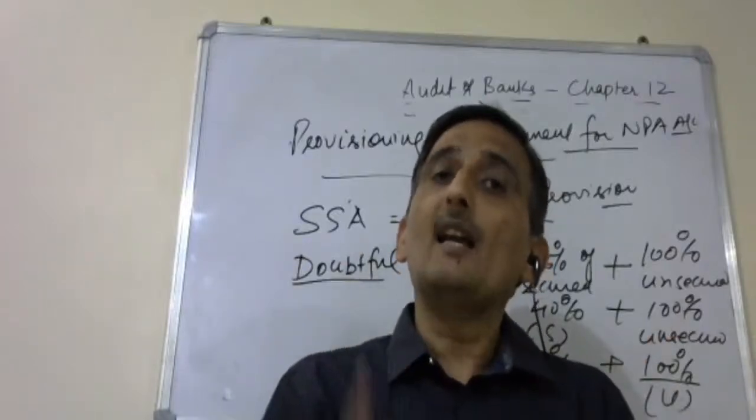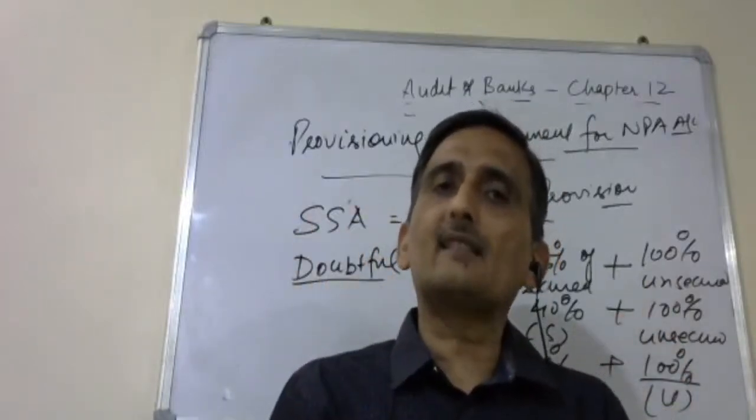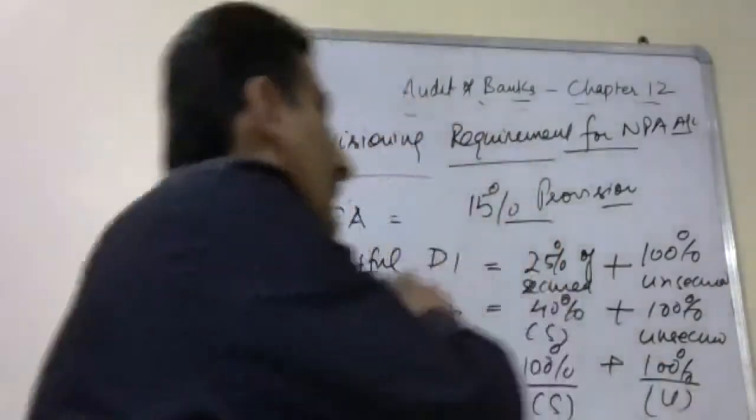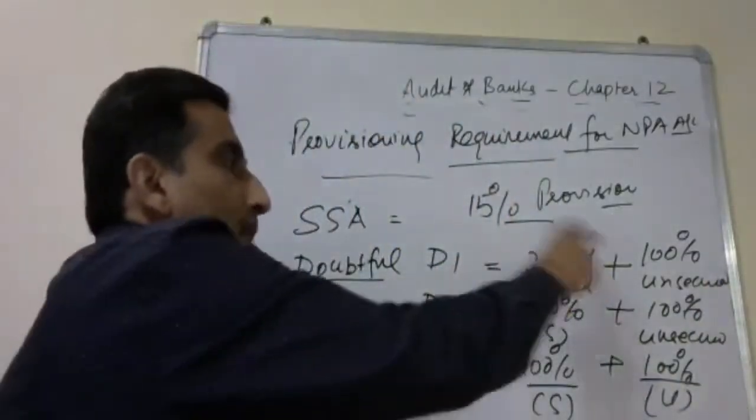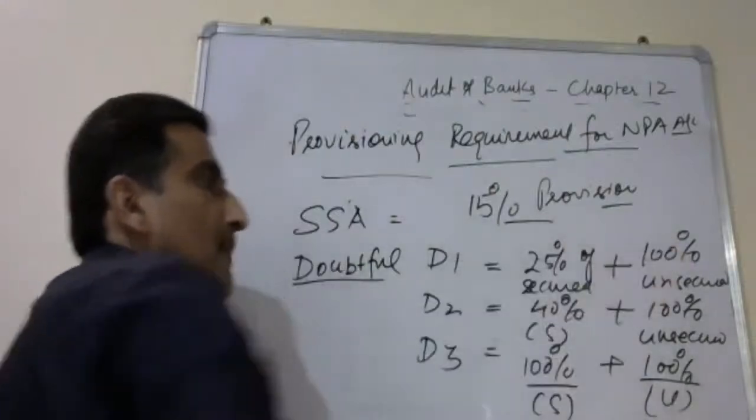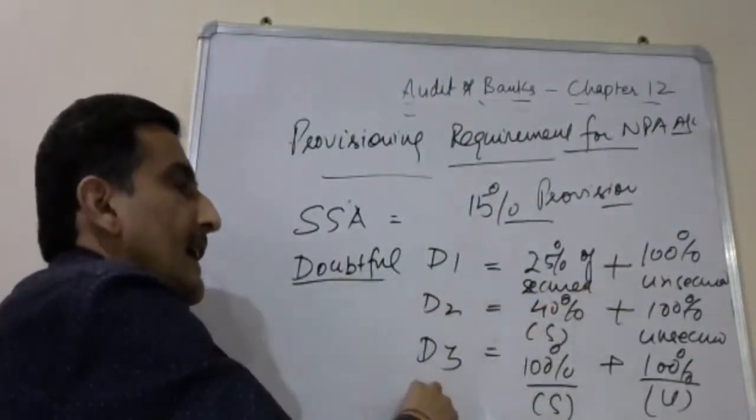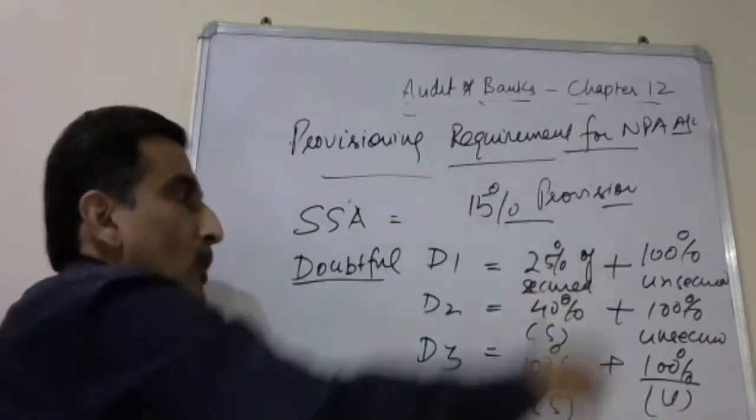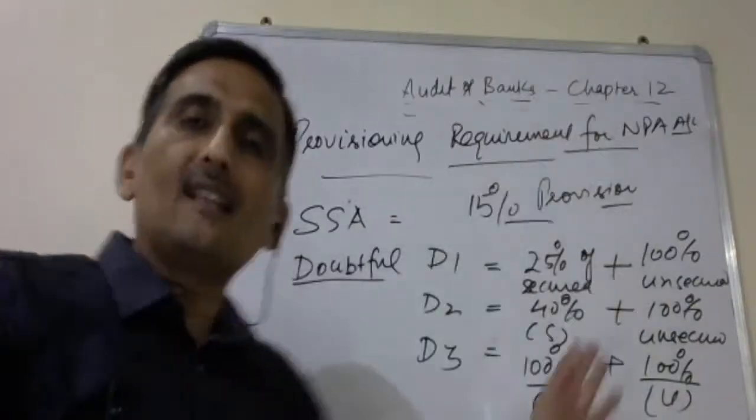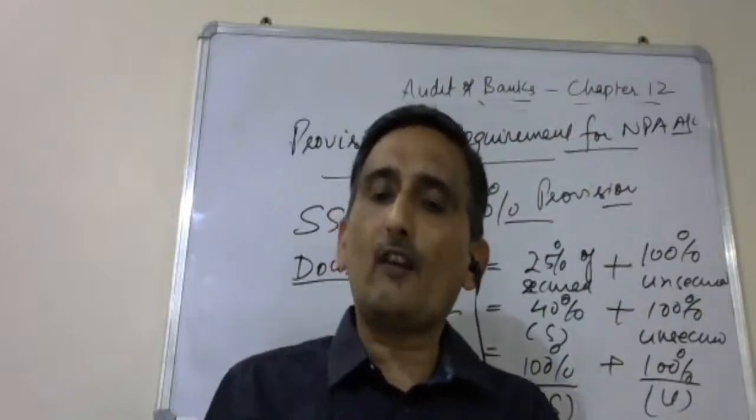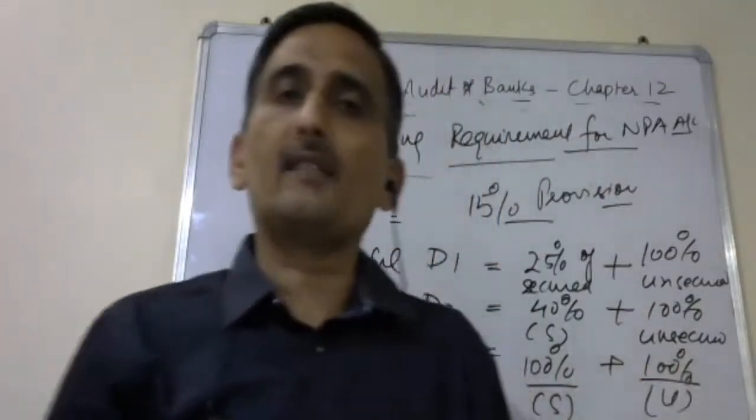So remember, in case of substandard assets, provision is to be made at 15%. In case of D1, 25% of secured portion plus 100% of unsecured. In D2, 40%. And in D3, 100% of secured portion. And if there is some unsecured portion, then 100%. And in case of loss assets, 100%.